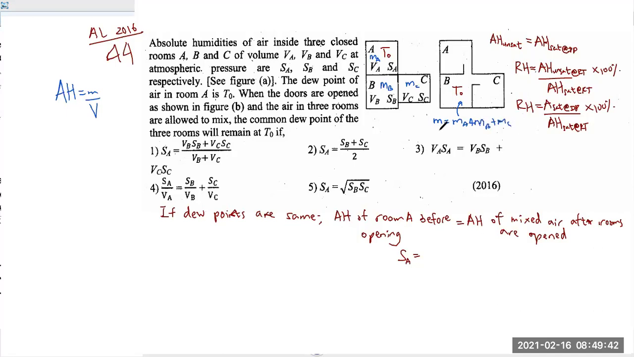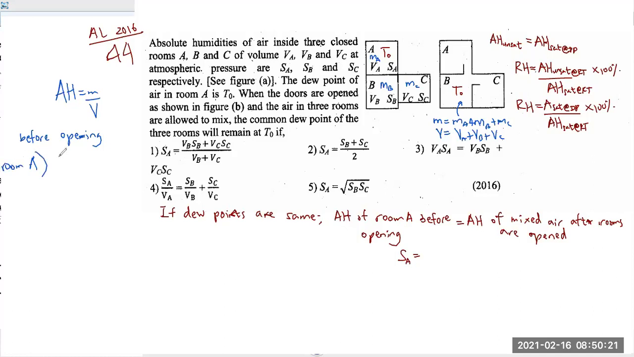And on the other hand, what about the volume? We are opening all the rooms, so the common volume is going to be VA plus VB plus VC. Moving on, first of all, we will try to find an equation for the masses. If I apply this equation for room A before opening, what is going to be the equation?